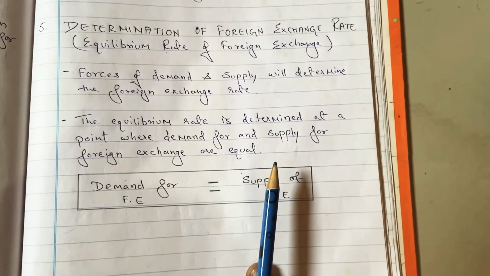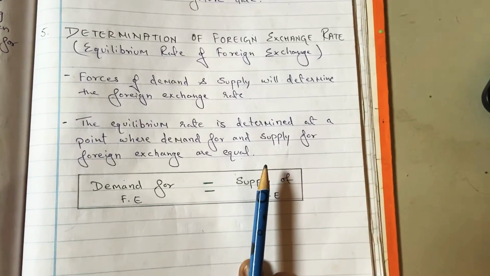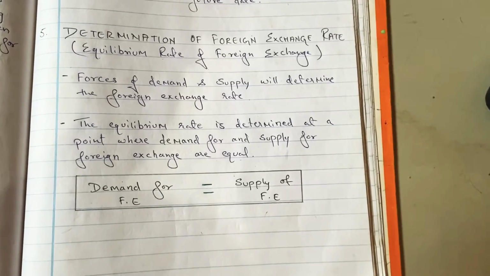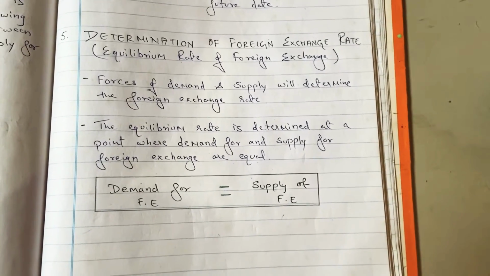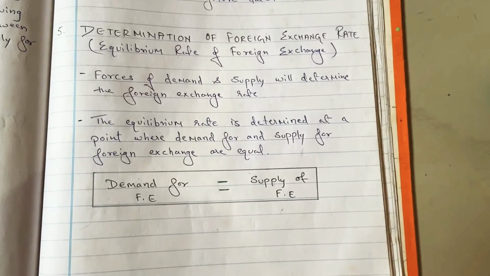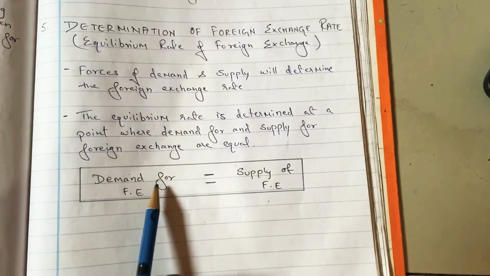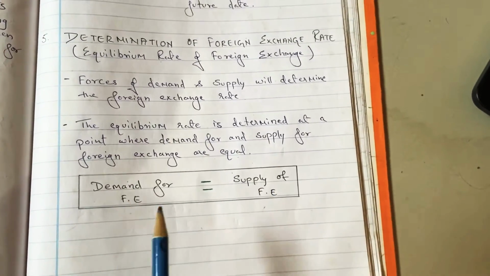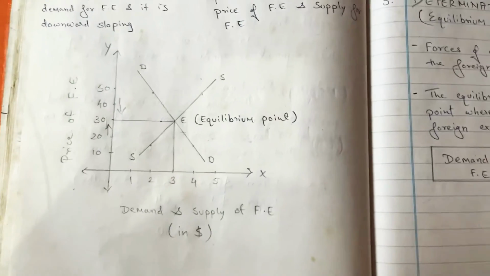Now we will study the main topic, that is determination of foreign exchange and the equilibrium rate of foreign exchange. Determination of foreign exchange means how the foreign exchange rate is determined. It is determined by the forces of demand and supply. Whatever the demand and supply is in the market, accordingly it will determine our foreign exchange rate. When the demand for foreign exchange is equal to the supply of foreign exchange, that particular point is called the equilibrium rate.